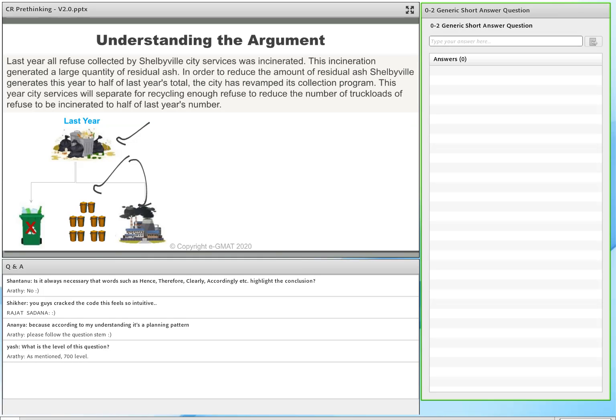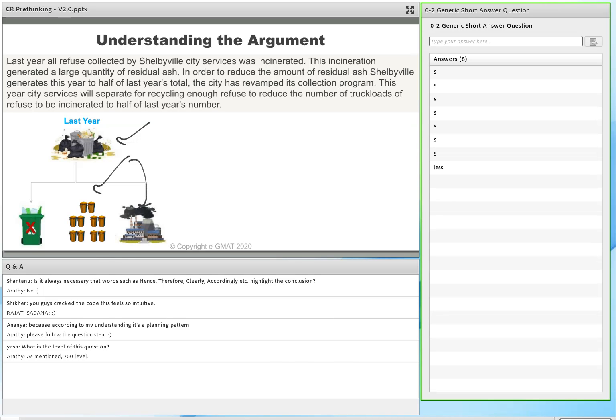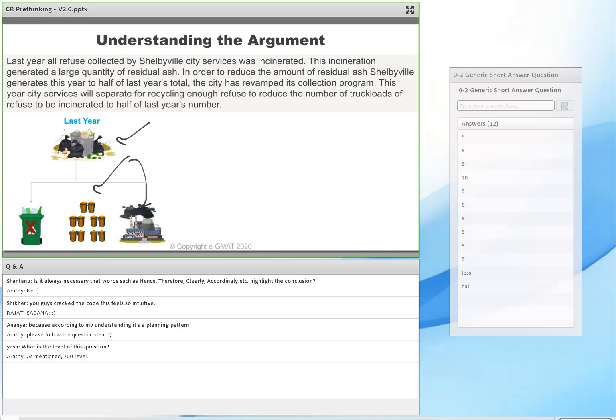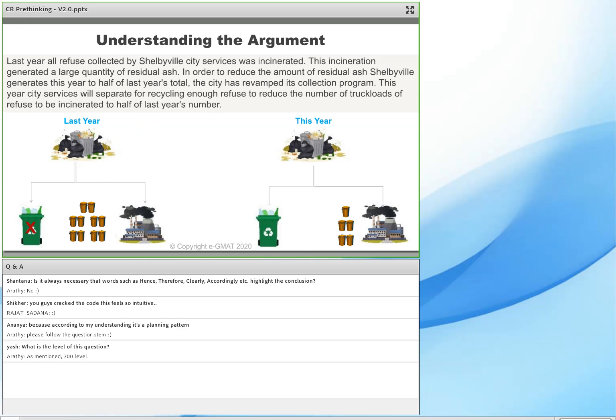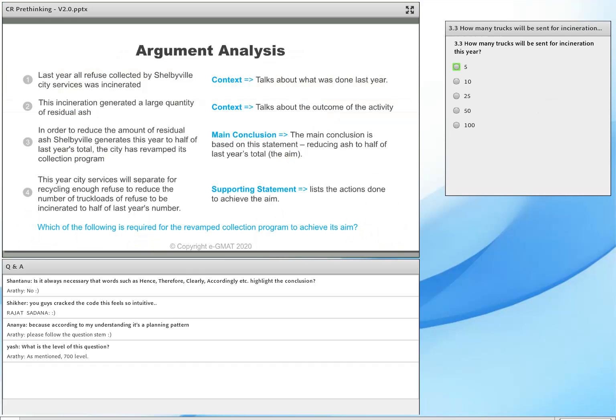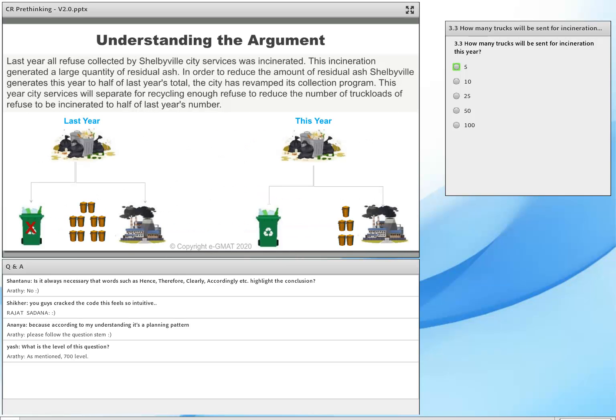Now, given the information in the argument, if I collect the same amount of refuse, how many trucks will I be sending for incineration this year? 5, right? Now here is something really important, because I want to figure out if you truly understood what's given in the argument or not. So if instead of collecting the same amount of refuse this year, I collect 10 times as much refuse, how many trucks do you think I'll send for incineration compared to last year?